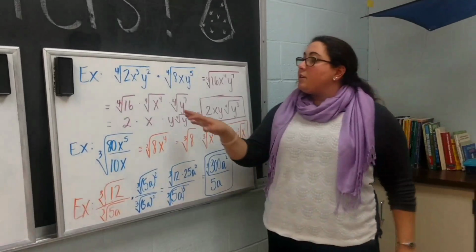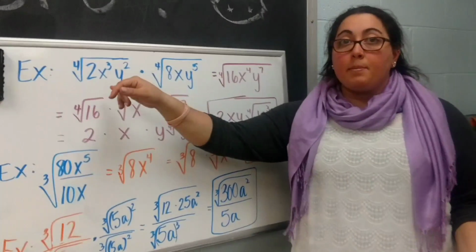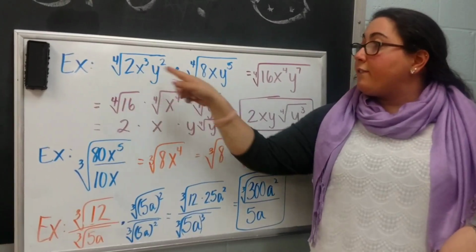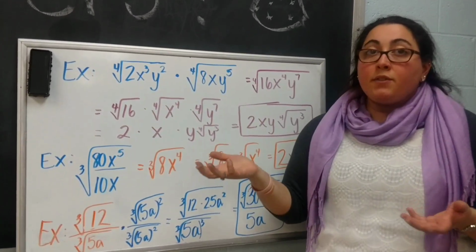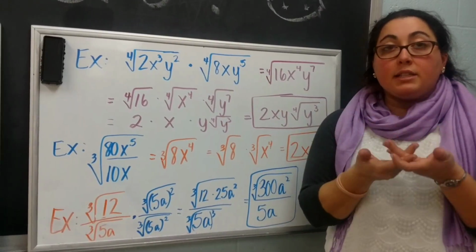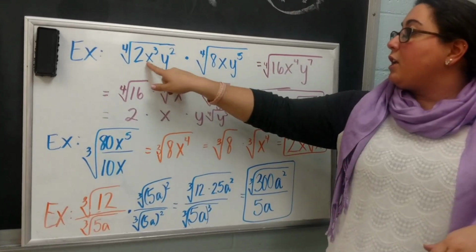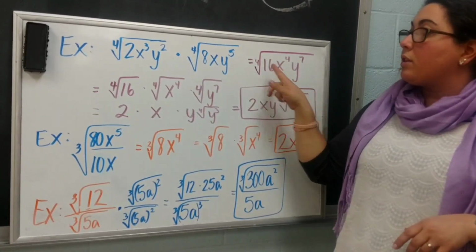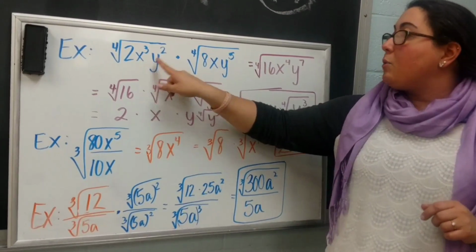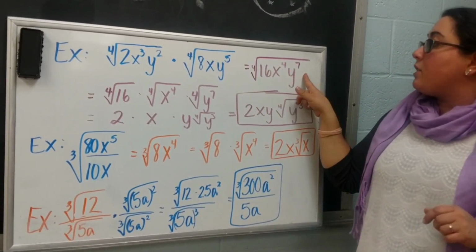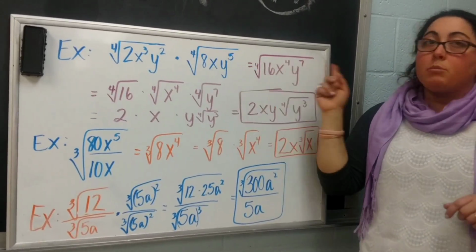For these last ones, now we're going to be multiplying radicals. So here we're multiplying fourth roots. It's treated the same way as if you were multiplying square roots. You multiply everything inside the radical. So 2 times 8 is 16. Y cubed times y is y to the 4th, because you add the powers when you're multiplying. And y squared times y to the 5th is y to the 7th. Again, you add the powers when you're multiplying with the same base.